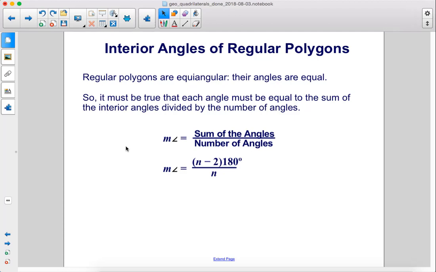Regular polygons are equiangular. Their angles are equal. So it must be true that each angle must be equal to the sum of the interior angles divided by the number of angles. So the measure of each angle equals the sum of the angles divided by the number of angles. So if you replace sum of the angles with the formula we were just using, sum of angles equals n minus 2 times 180, and then just divide that by n, the number of angles, and you'll get the measure of each angle.